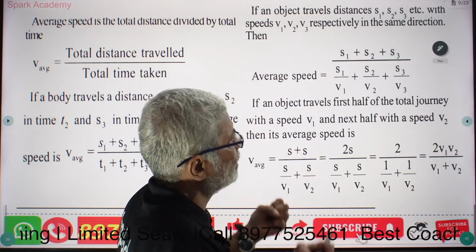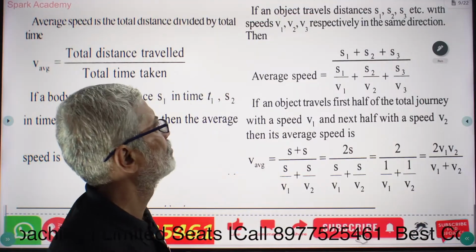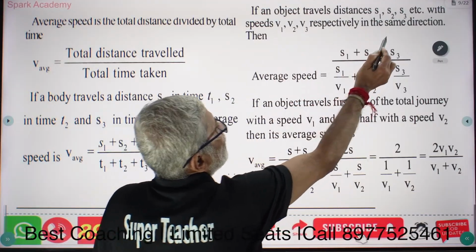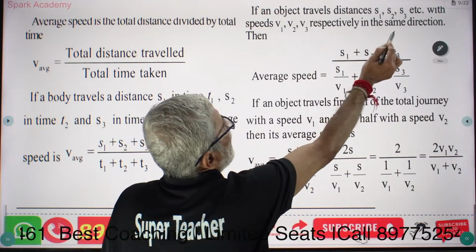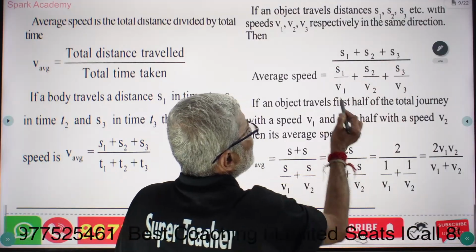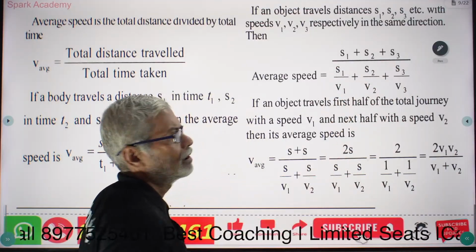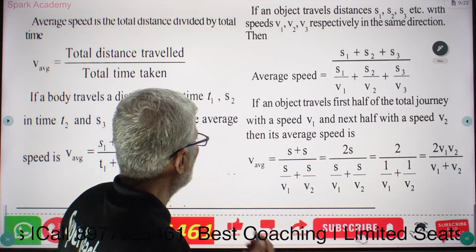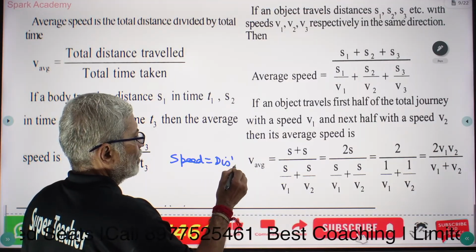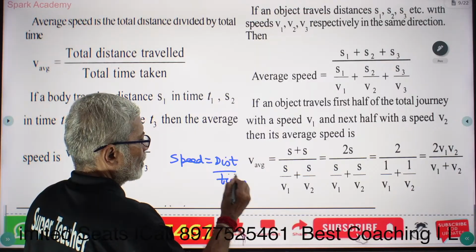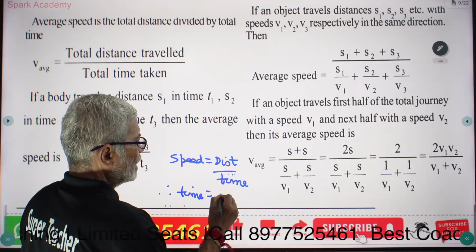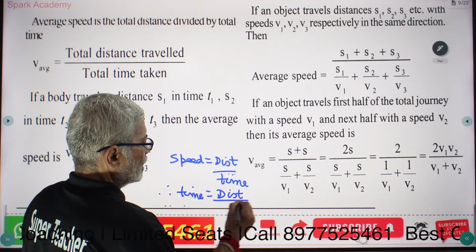So you have to actually pull out the information of time. Suppose for the first distance S1 body speed is V1, for S2 body speed is V2, and for S3 body speed is V3. So what is the average speed? S1 plus S2 plus S3 over total time. Distance by velocity is equal to time. You know, speed is equal to distance by time. So time is equal to distance by speed.